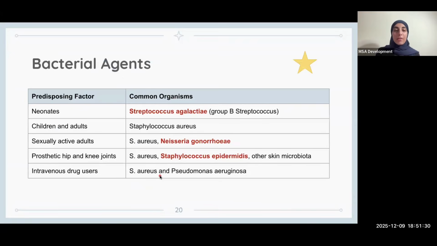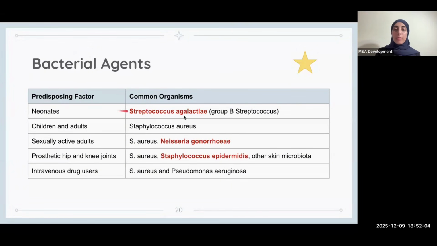Now, other than Staph aureus, we have other organisms that are not more common than Staph aureus, but they are very important for you to keep in your differential, especially in specific patient groups. So in a neonate, we really have to suspect Strep agalactiae or group B strep, because as you know, this is found in a lot of women in their vaginal microbiota, and when the baby is getting born, they can get the infection through the birth canal, especially if the mother does not take antibiotics before delivery.